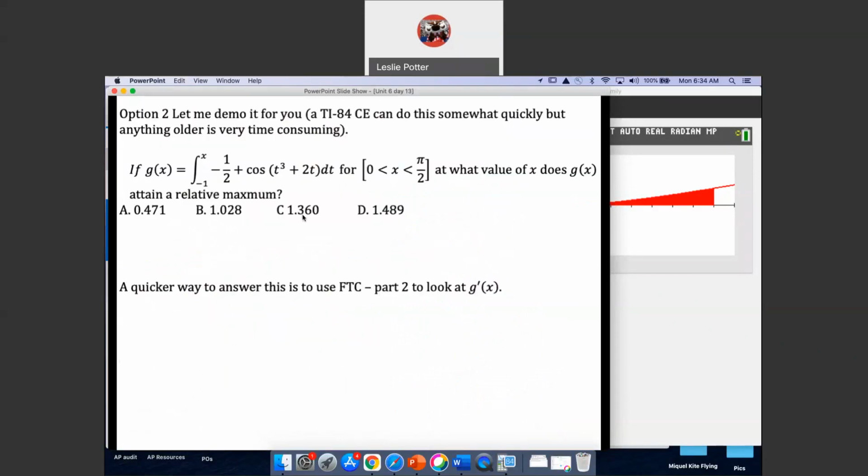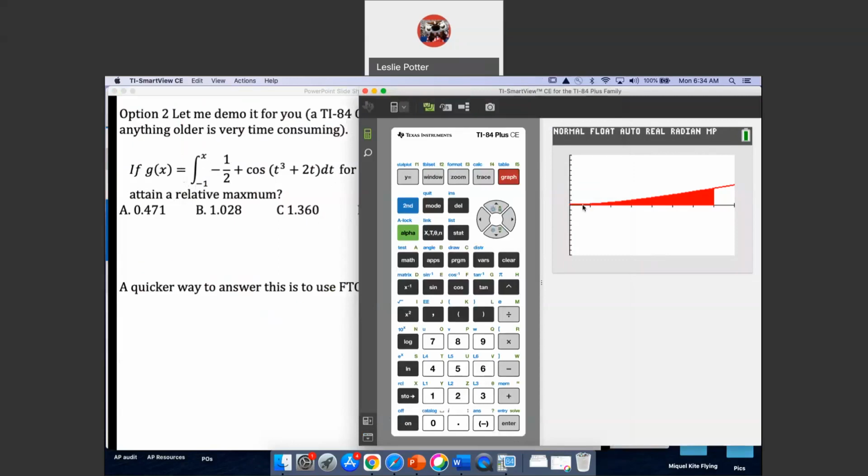Okay, so I guess I'm going to have to stop it because we want to talk about this. So here is a g of x. It's the integral from -1 to x of this. And it says at what value does g of x attain a relative maximum? So the idea here is we don't even want to try to do what we're doing with this. We don't want to use our math. Oh, I think it even errored out. It didn't give me anything. Let's see what happened in the table.